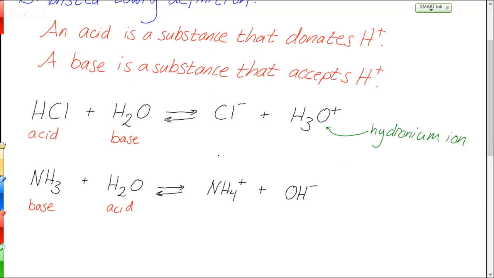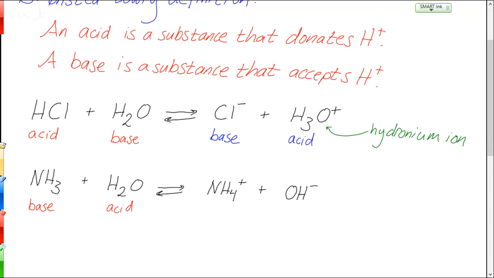If we think of the reaction starting on the right and going to the left, which one is donating hydrogen? Hydronium. It's got to, right? Because the other one doesn't even have any hydrogen to donate. So the hydronium is donating its hydrogen, and that makes it an acid. And that makes the chloride the base.